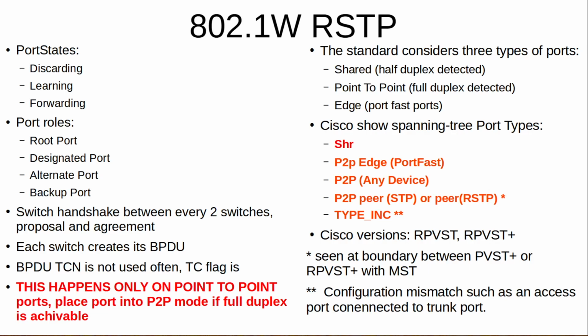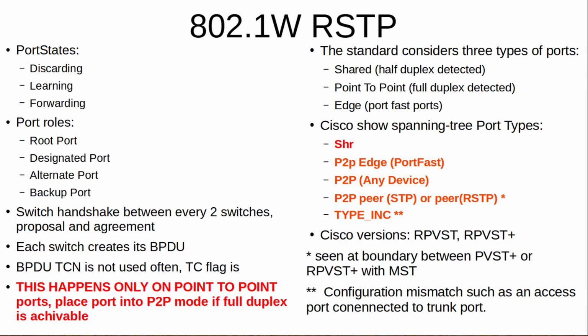The convergence of rapid spanning tree involves having every pair of switches perform a handshake between them and interchange proposal and agreement messages, so they can reach a conclusion about which ports will be set in discarding or forwarding mode. Each switch will create its own BPDU message. No forwarding of BPDUs exists in rapid spanning tree, and the topology change notification BPDU is not used very often, but rather normal BPDUs with the TC flag on.